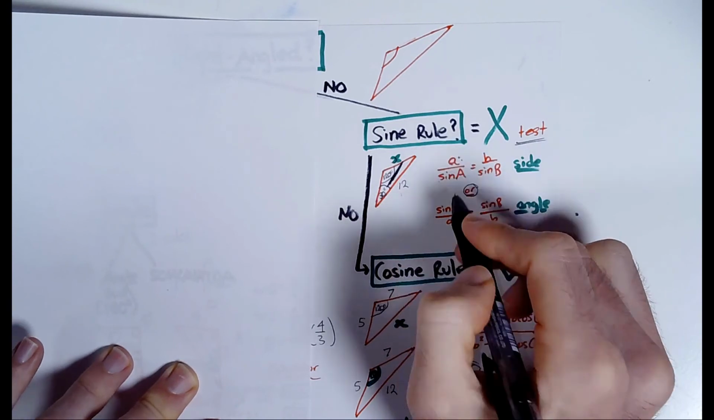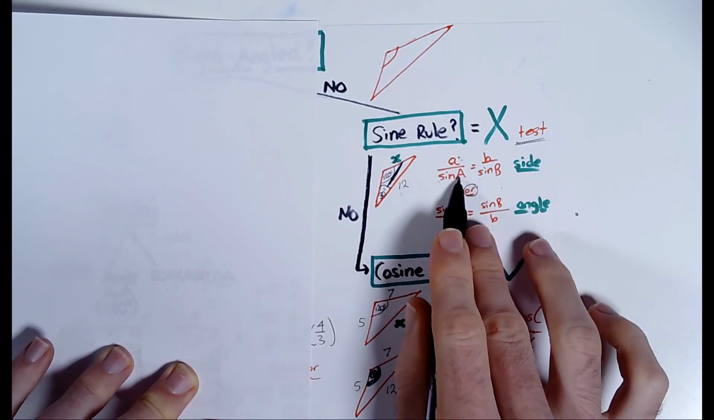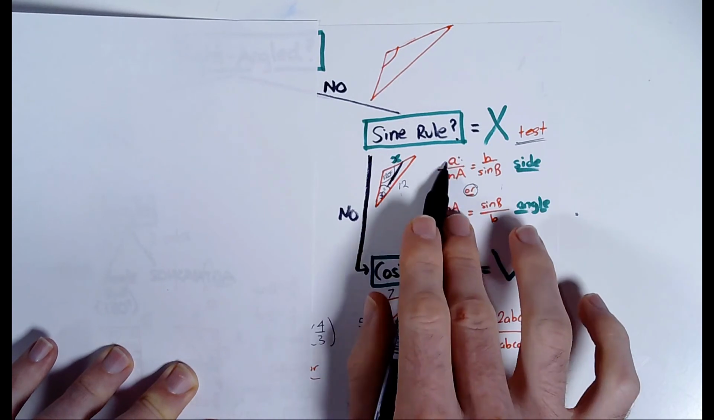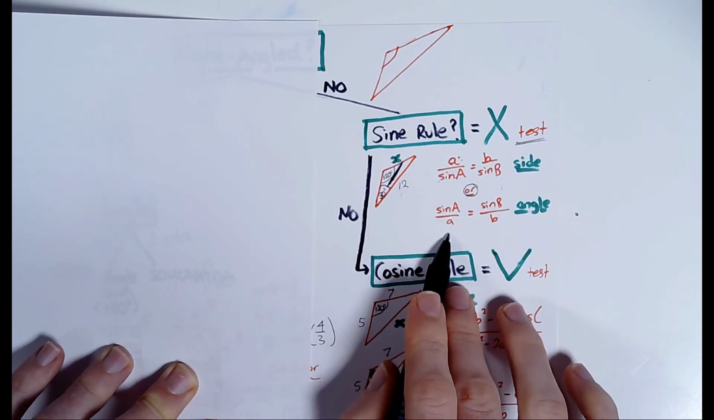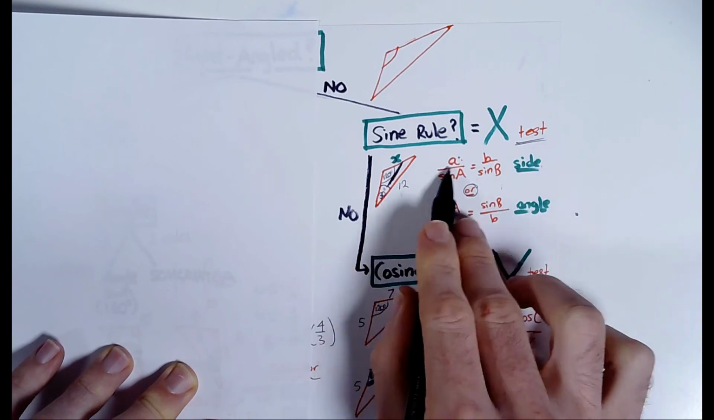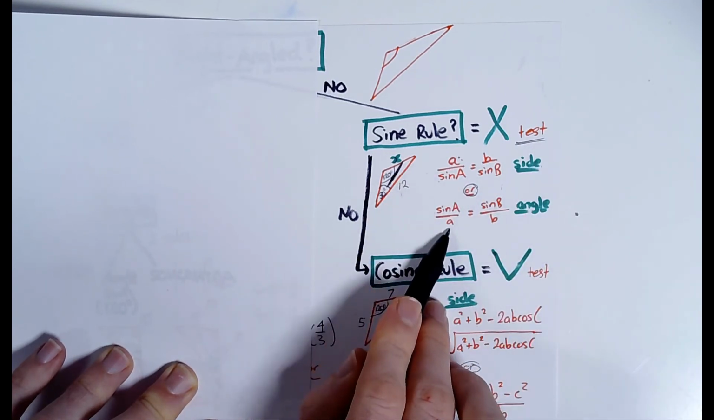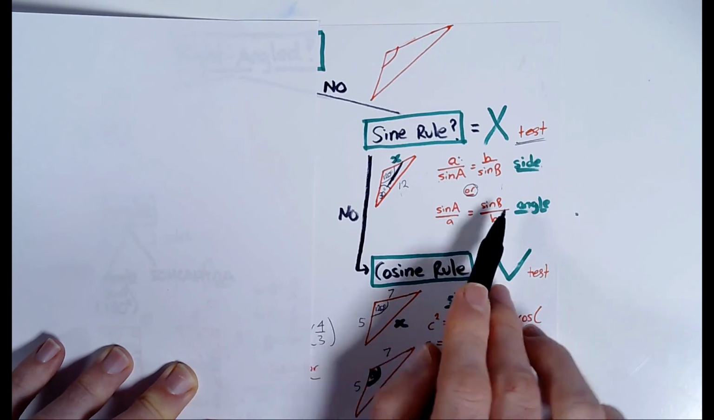But if you do use it, you are basically making one fraction equal another fraction in the way that I just showed. And you can arrange that fraction in two different ways, depending on whether you have a missing side or a missing angle. So these are the same formulas basically, but you can see here the sine and the side are flipped in this situation where we want to find the angle.